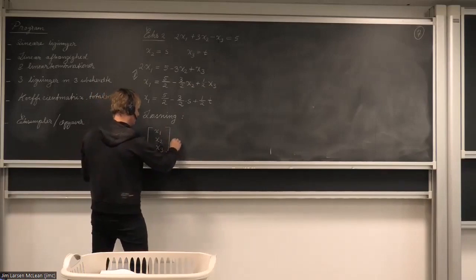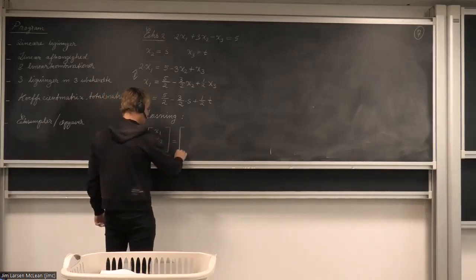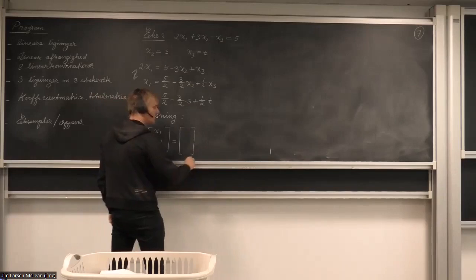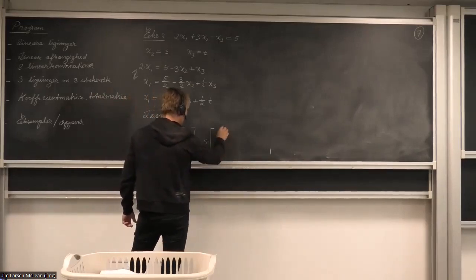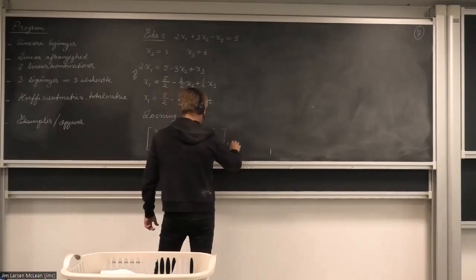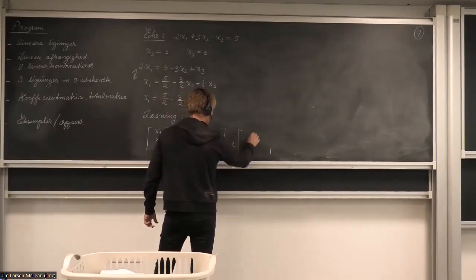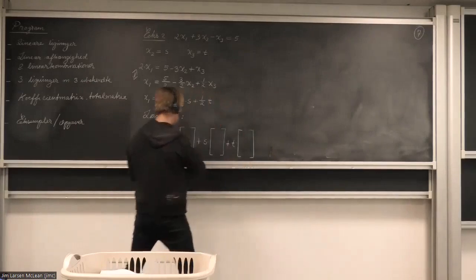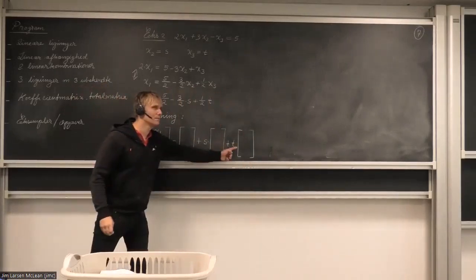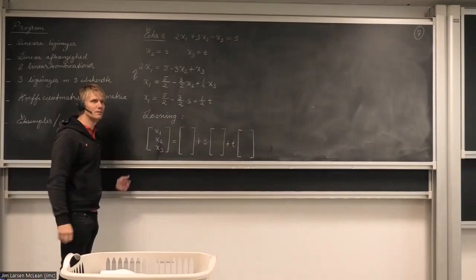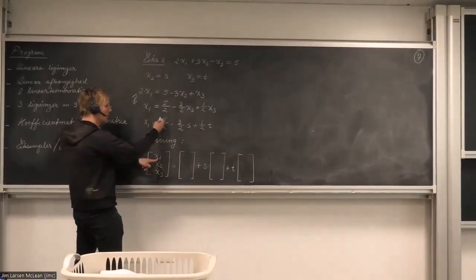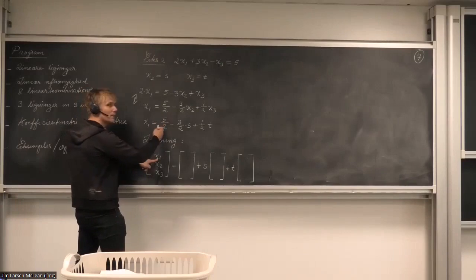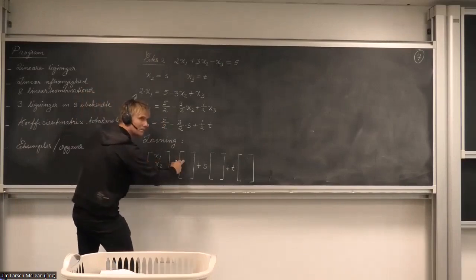Like some fixed point, plus s times a vector, and plus t times another vector. Now the structure looks like this because there are two free parameters, so I just need to fill it out. What is x1 equal to? 5 halves. Does 5 halves have anything to do with s and t? No, it should stand here alone.